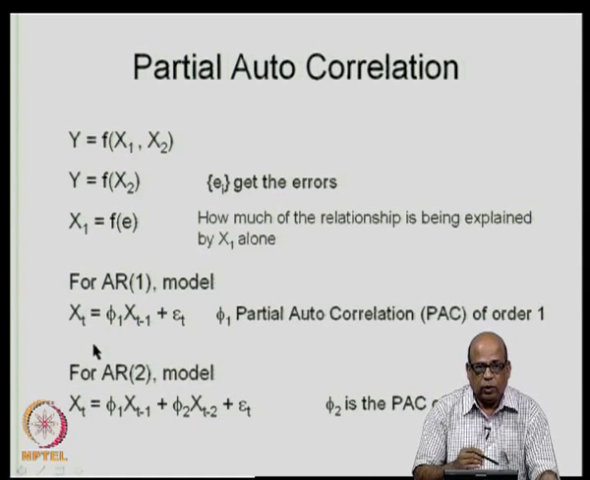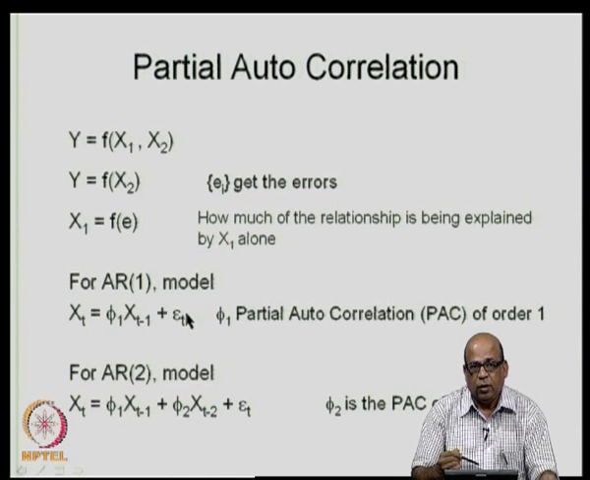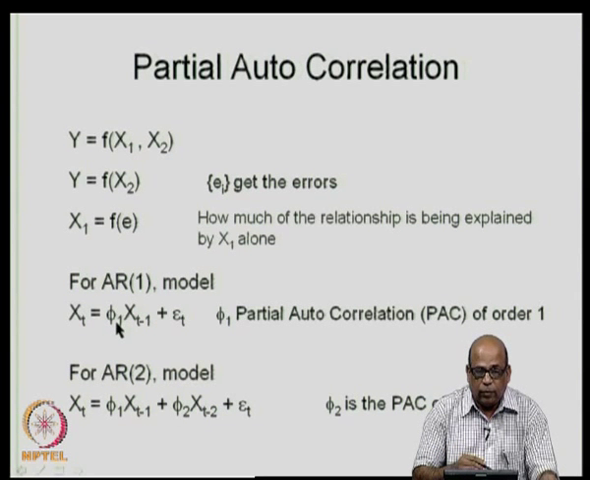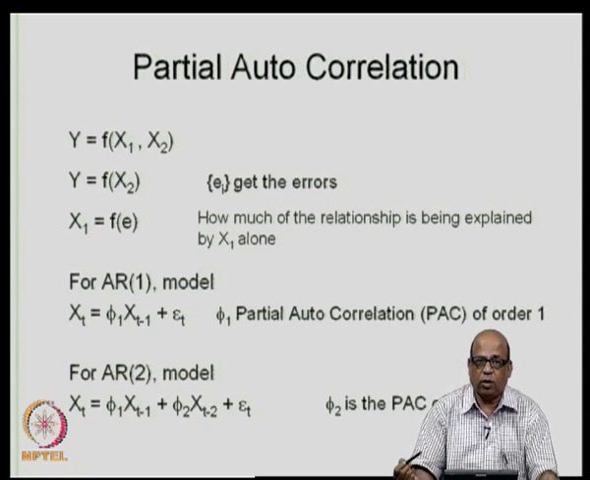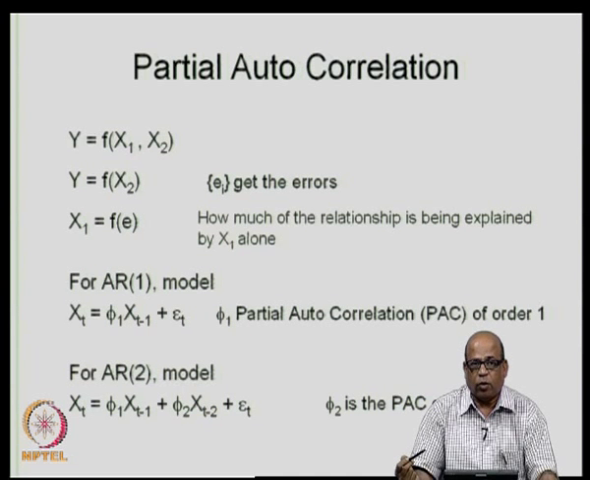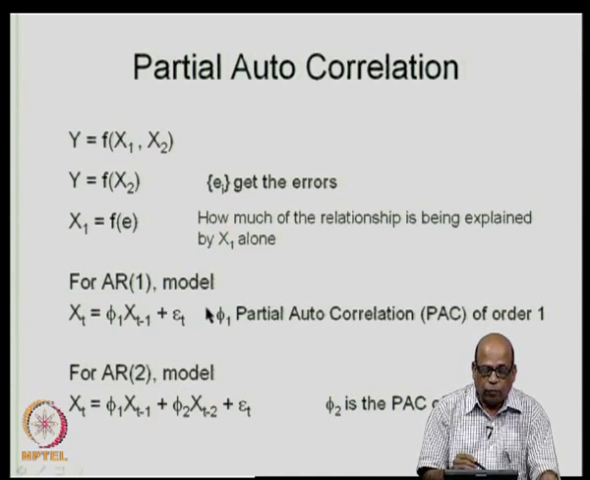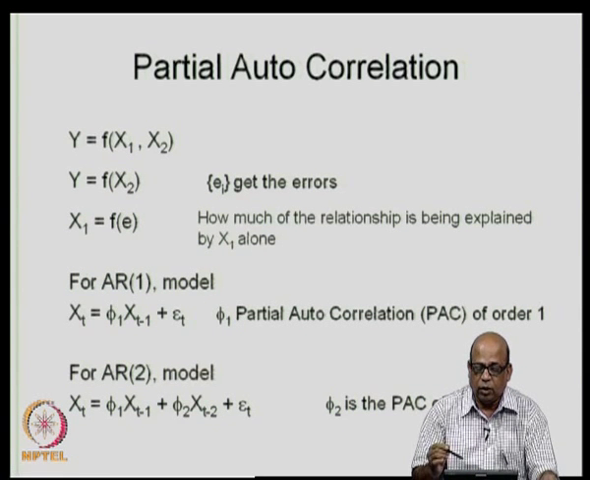The AR1 model that we wrote as x t is equal to phi 1 x t minus 1 plus epsilon t, because you are dealing with only one variable, x t and x t minus 1, you are regressing x t on x t minus 1. The term phi 1 here provides completely the explanatory power of x t minus 1 on x t, and therefore that itself becomes the partial autocorrelation of order 1. So, phi 1 of the AR1 model is in fact the PAC, or the partial autocorrelation of order 1.